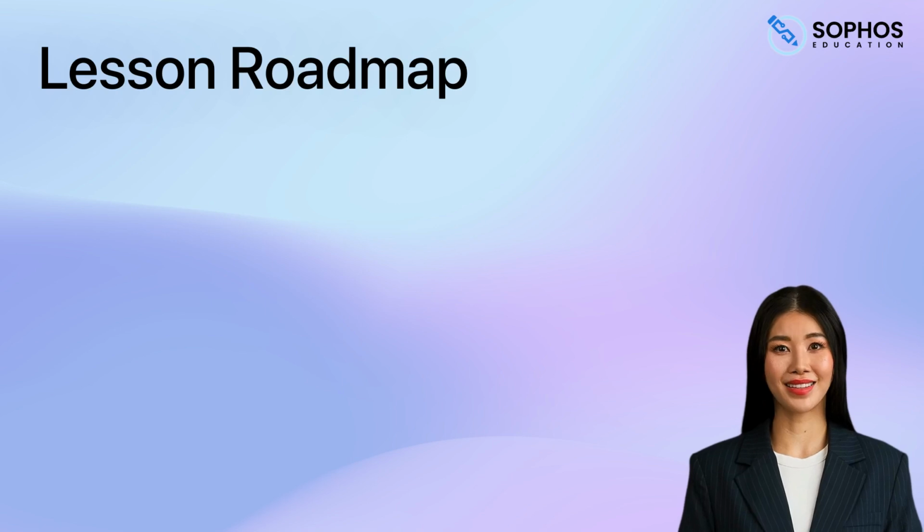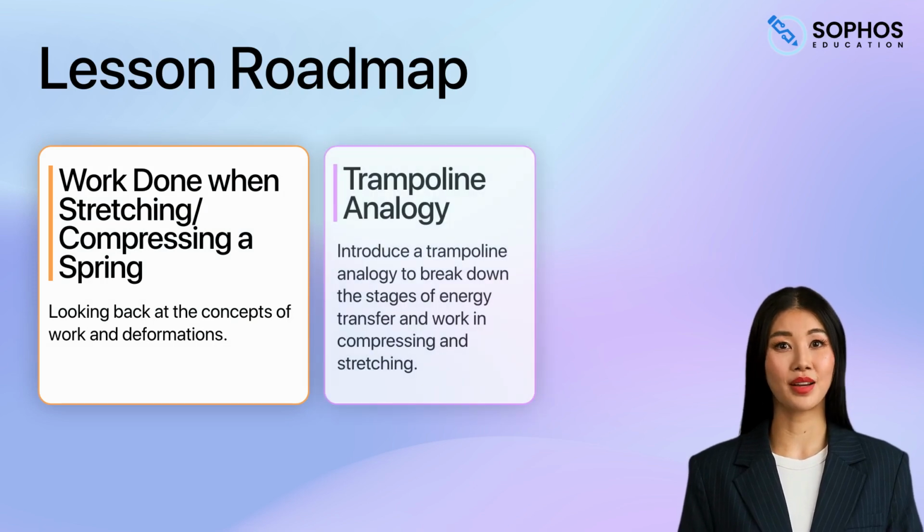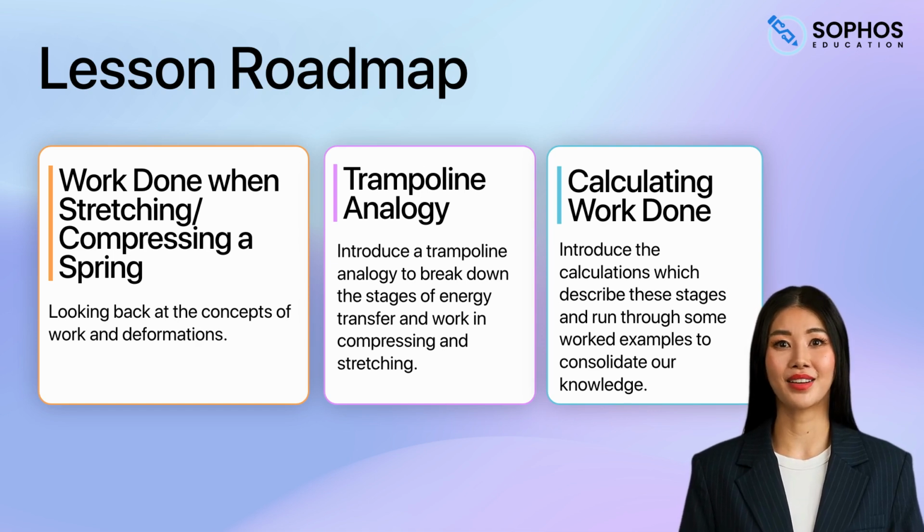Our plan for this lesson is as follows. We'll begin by reminding ourselves of the concepts of work and deformations. Next, we'll introduce a trampoline analogy to break down the stages of energy transfer and work in compressing and stretching. Finally, we'll introduce the calculations which describe these stages and run through some worked examples to consolidate our knowledge.